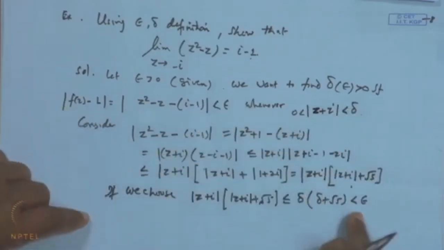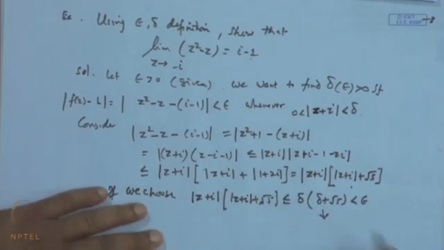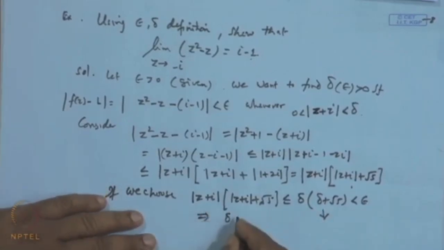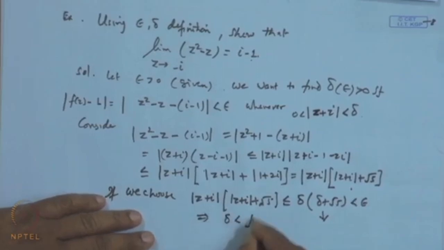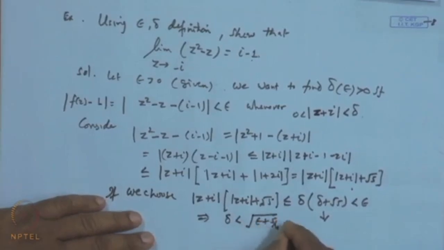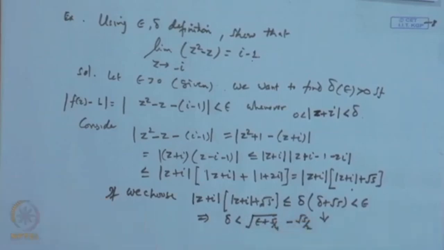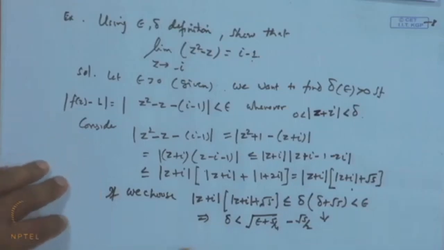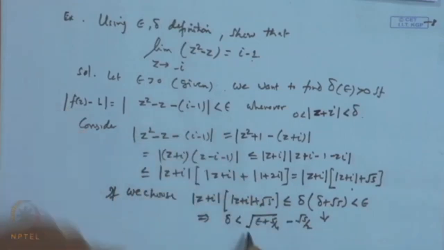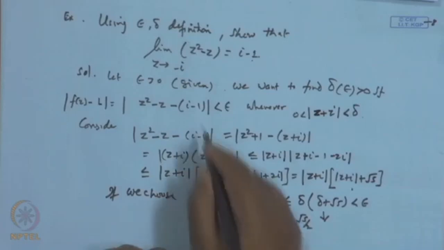So, if I solve this equation, you will find delta comes out to be less than under root of epsilon plus 5 by 4, minus under root 5 by 2. Why? Because it is just a quadratic equation, delta square plus root 5 delta is less than epsilon. Make the perfect square by adding the term 5 by 4 and then subtract it, and we get this one. So, for a given epsilon greater than 0, you have got the delta which is less than this value. If I choose this as a delta, which depends on epsilon, then the whole thing is complete.